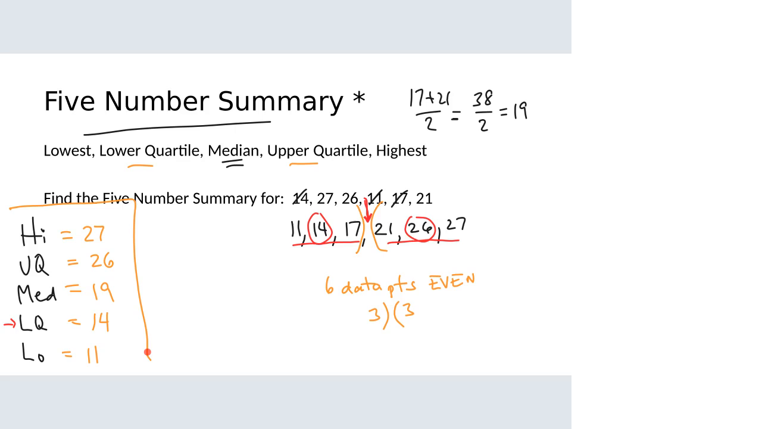Let me know if you have any questions about finding the 5-number summary, what the quartiles are, before we move forward into talking about box plots. Okay, terrific.